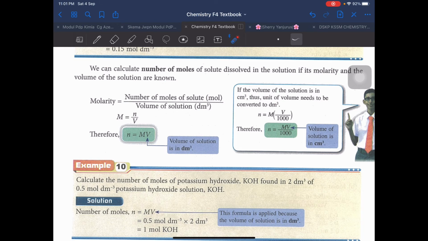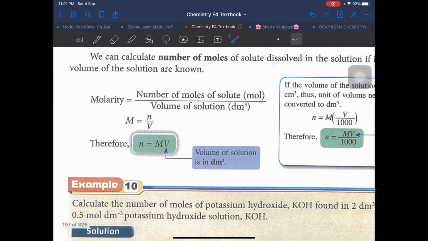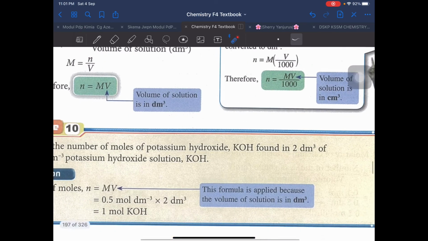Okay. Look at the note over here by this boy. If the volume of the solution is in cubic centimeter, the unit of volume needs to be converted to cubic decimeter. Ini biasalah kan. If you see the volume dalam cubic centimeter, cannot put in the formula n sama dengan M besar darab V besar. No. Sebab according to this one, n equal to MV, this V is the cubic decimeter. Jadi convert dulu, bahagi dulu dengan 1000. Macam yang tadi punya contoh.